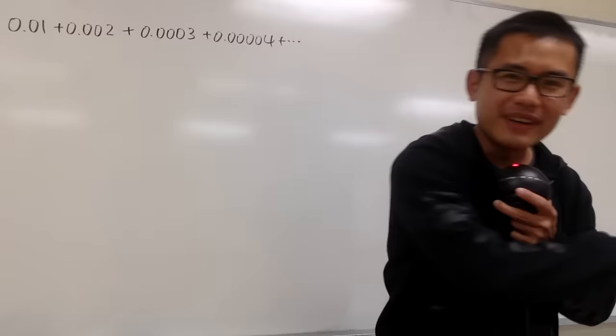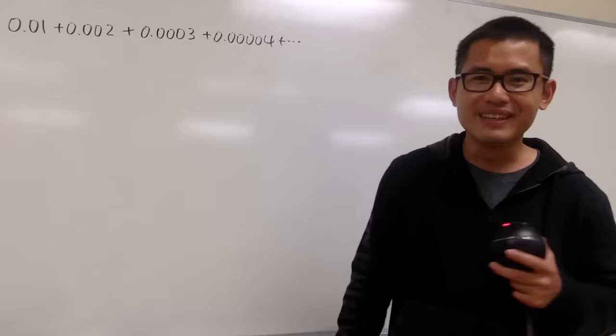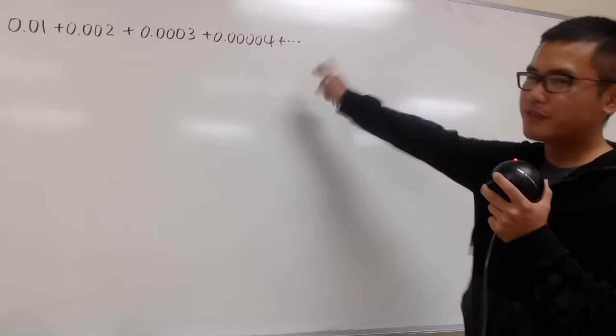Let's do some math for fun, and I believe many of you have seen the video by Numberphile. 1 plus 2 plus 3 plus 4 plus 5 plus dot dot dot is equal to negative 1 over 12. It's a crazy result, isn't it? And now I have this for you guys. This is just as cool as that one.